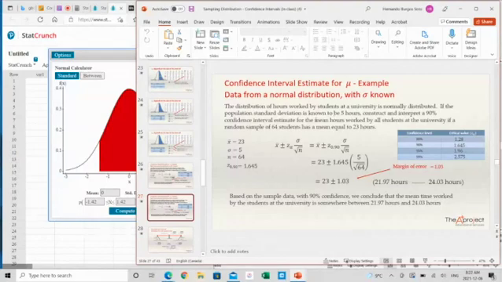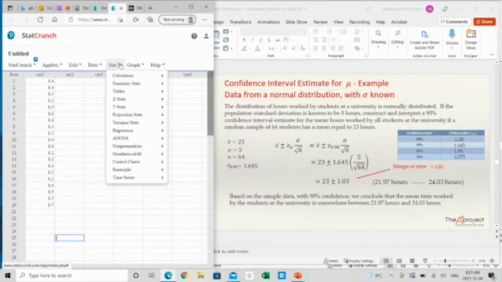Okay, let's solve this. The distribution of hours worked by students at the university is normally distributed, and the population standard deviation is known to be 5 hours. So we know the population standard deviation, so this will be the normal distribution. Construct and interpret a 90% confidence interval for the mean hours worked by all students at the university if a random sample of 64 students has a mean equal to 23 hours.